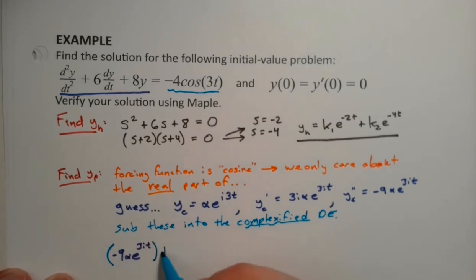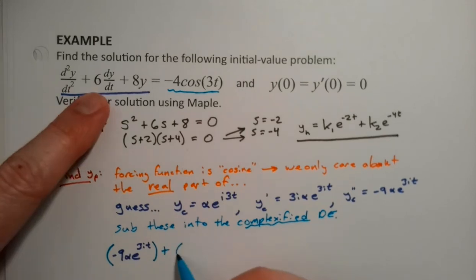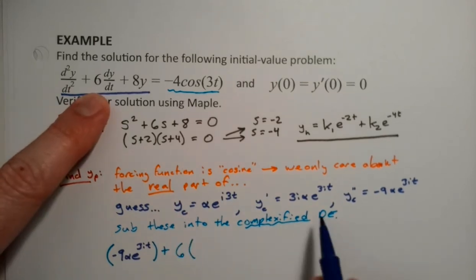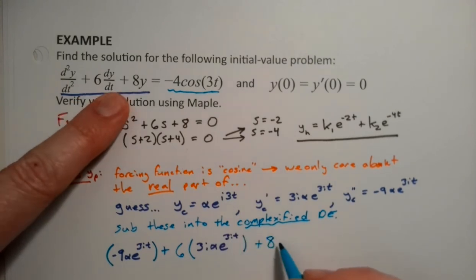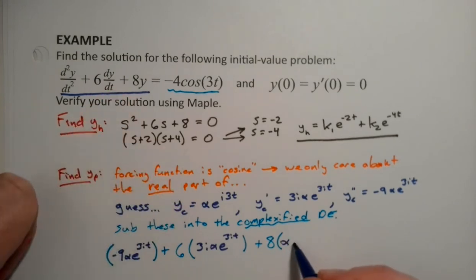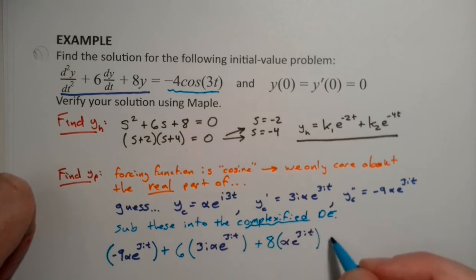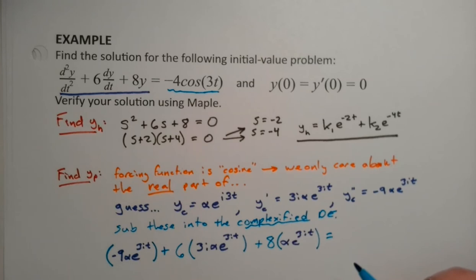Plus, our equation says 6 times the first derivative, which is this guy here, so 3i alpha times e to the 3it, plus 8 times our original guess, which is alpha e to the 3it. And then the right-hand side of our equation, we're not going to say it's negative 4 times the cosine of 3t. We're going to say it's negative 4 times e to the 3it.